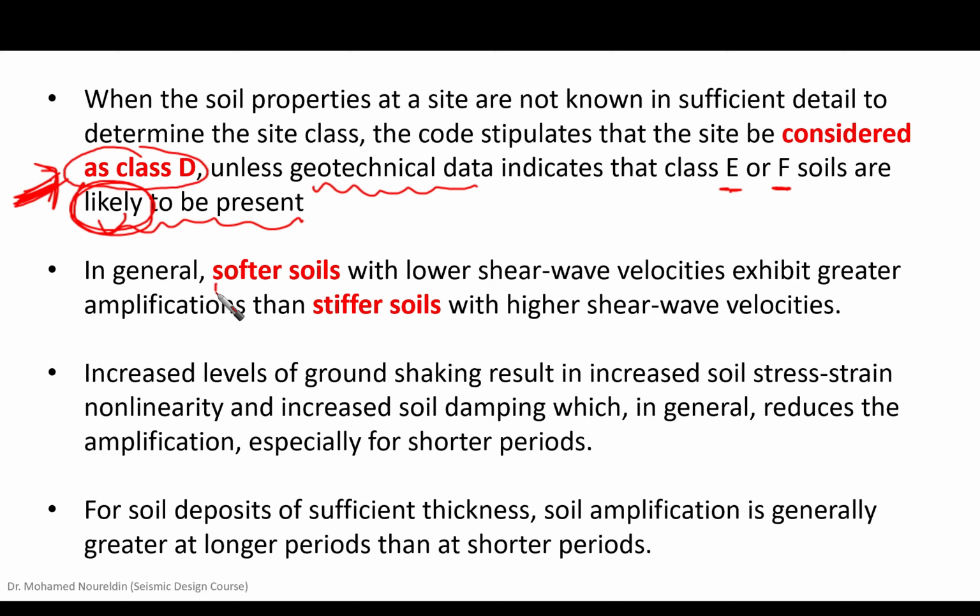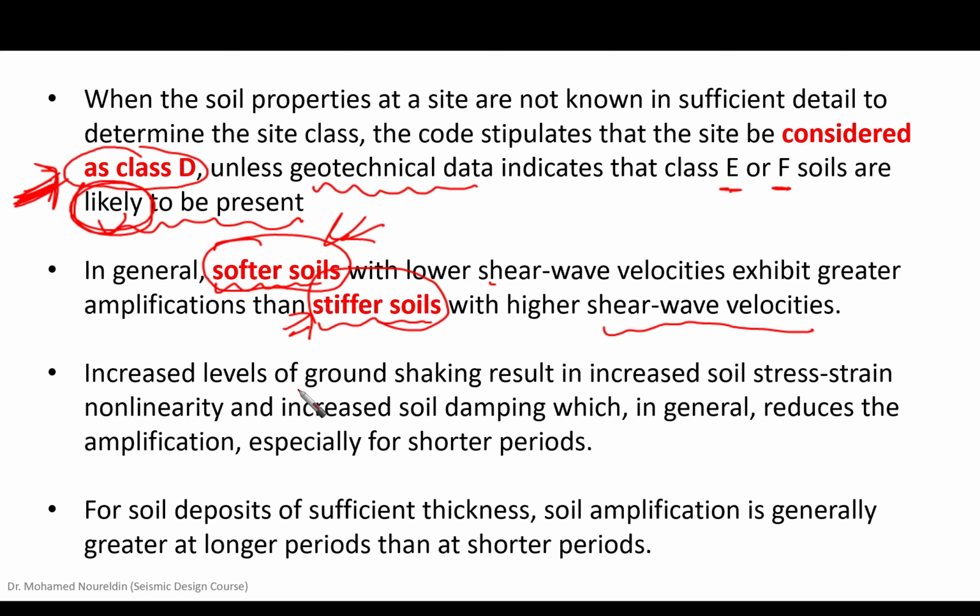In general, softer soils with lower shear wave velocities exhibit greater amplifications than stiffer soils with higher shear wave velocities. So we should take care of the type of soil underneath your building. If it's soft soil compared to stiff soil, take care that there is magnification of the earthquake waves and amplitudes. Increased level of ground shaking results in increased soil stress-strain nonlinearity. That's a very important concept. I'm going to explain it in a minute based on the tables of FA and FV.